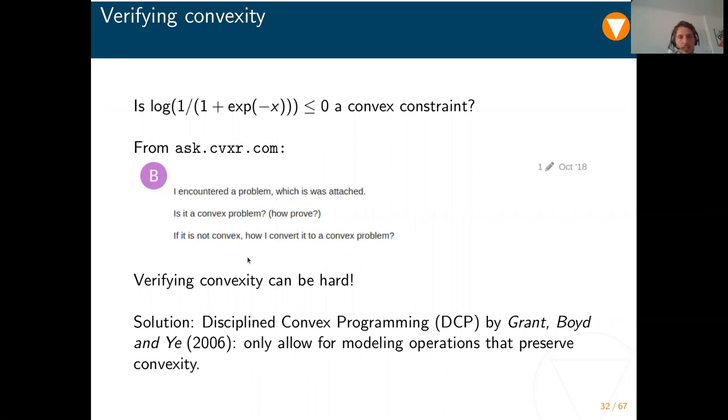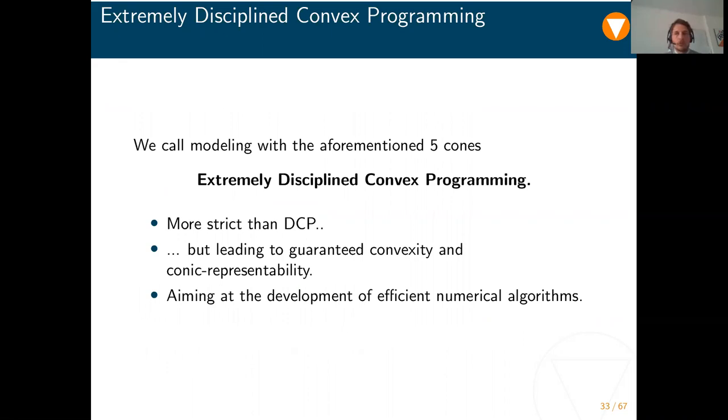So now if we get back to this conic wheel with the five cones, and this is a bit more Mosek specific, we have coined this expression of extremely disciplined convex programming. So if you constrain yourself to model with only the five cones we have seen, then we would call that extremely disciplined convex programming. So in some sense, it's more strict than disciplined convex programming. But what you are rewarded with is that you have structural convexity. So there's no way around that you get something which is solvable with convex optimization methods. And like I said, it's the standpoint that Mosek has taken.